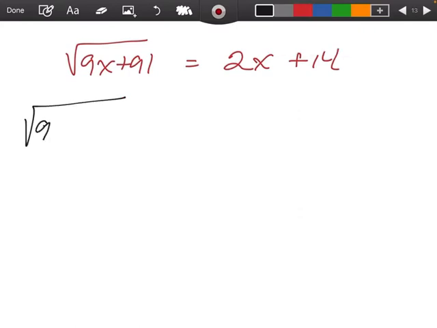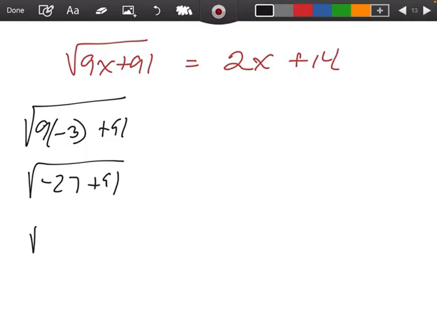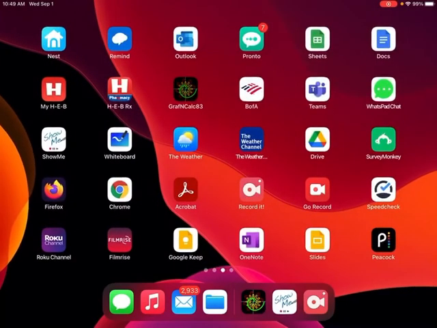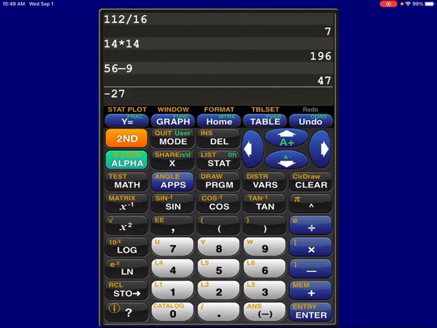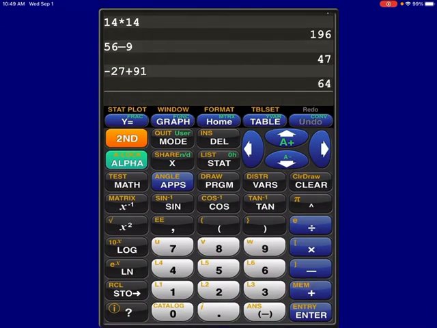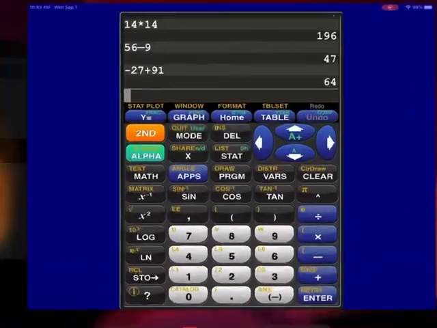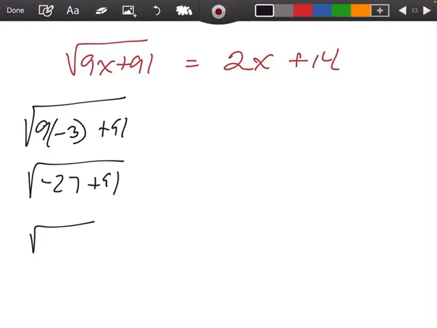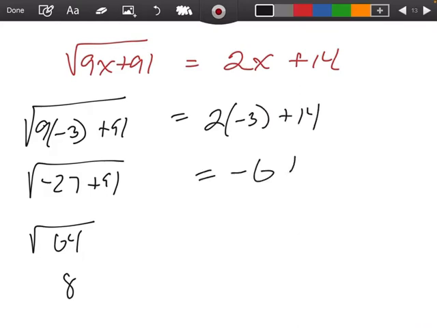So 9 times negative 3 plus 91. So this is a negative 27 plus 91. So I'm going to use my calculator to figure out what is negative 27 plus 91. 64. Square root of 64 is 8. Okay, now let's see what happens when we plug it in on this side. 2 times negative 3, negative 6 plus 14. And negative 6 plus 14 is a positive 8.